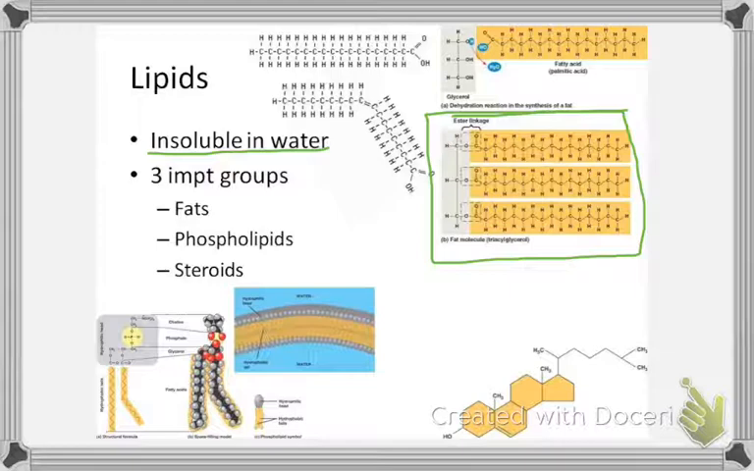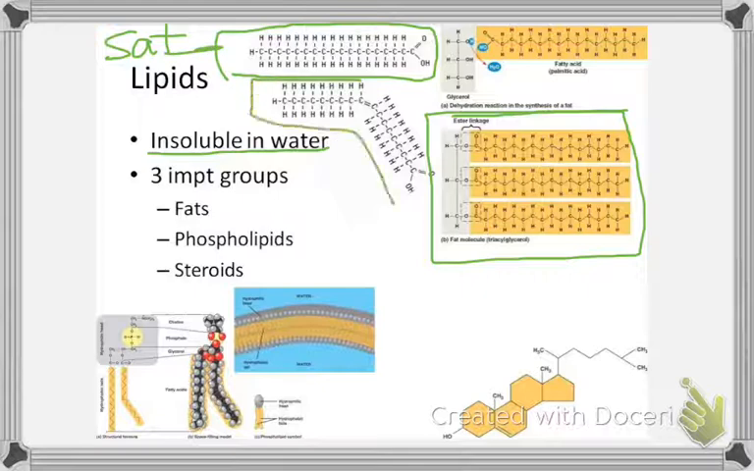They vary in number and location of double bonds. You can get different types. If there's no double bonds between carbons, you have a saturated fat. These are found in animal fats. They're solid at room temperature, and it's thought that they can line up together more efficiently to clog arteries. So these are bad guys, kind of.